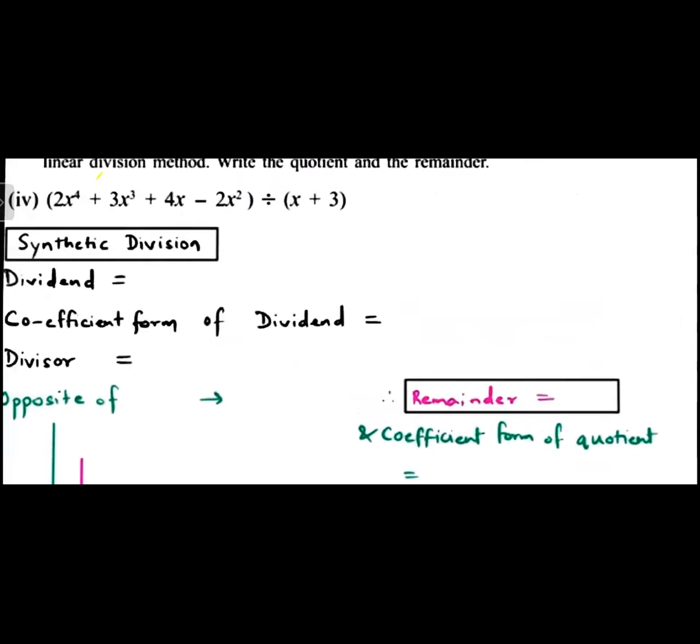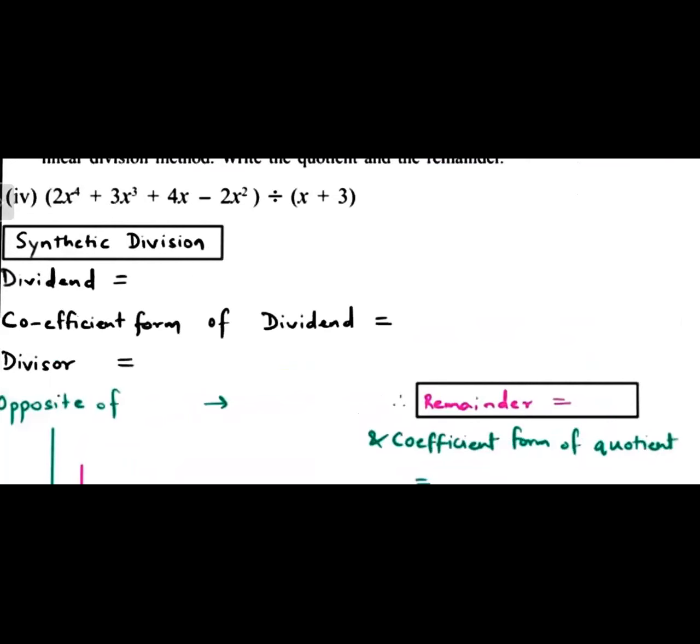Fine. Our next question is 2x raised to 4 plus 3x cube plus 4x minus 2x square. First of all, you have to convert it into standard form, then index form, then coefficient form, because it is not in the decreasing order. So the dividend can be rewritten as 2x raised to 4 plus 3x cube minus 2x square plus 4x plus 0. Plus 0 is there because the constant part, the x raised to 0 part, is not there. Therefore, you have to write 0 there also.